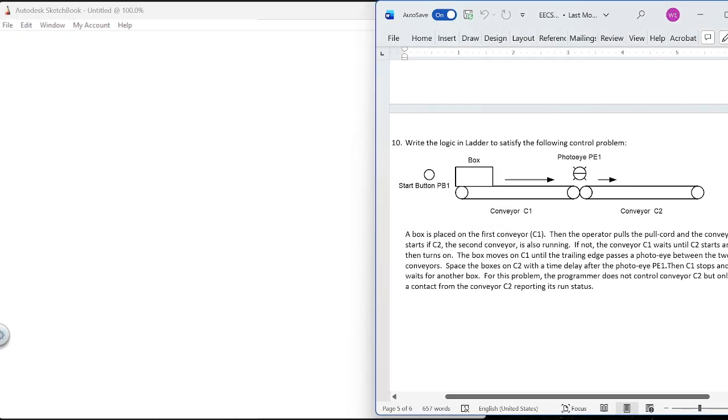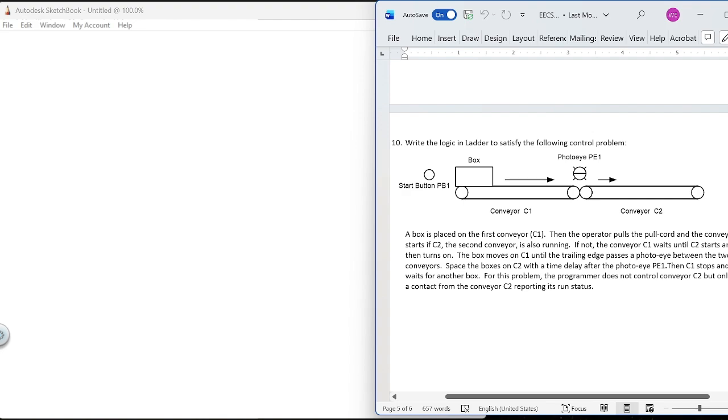Why? Because I tell you that C2 is not in your programming. You're not programming C2. It's somebody else's program. Somebody else is running the show with C2. But you know what C2 is doing. You know when it's running. But you want to stop this conveyor after you've run the box off on this conveyor so far. And so use a timer for that.